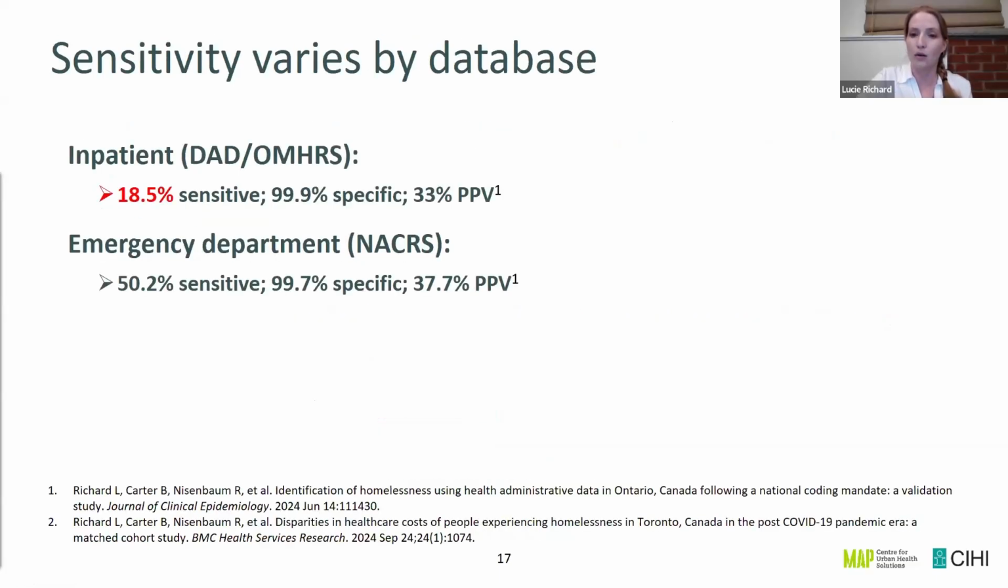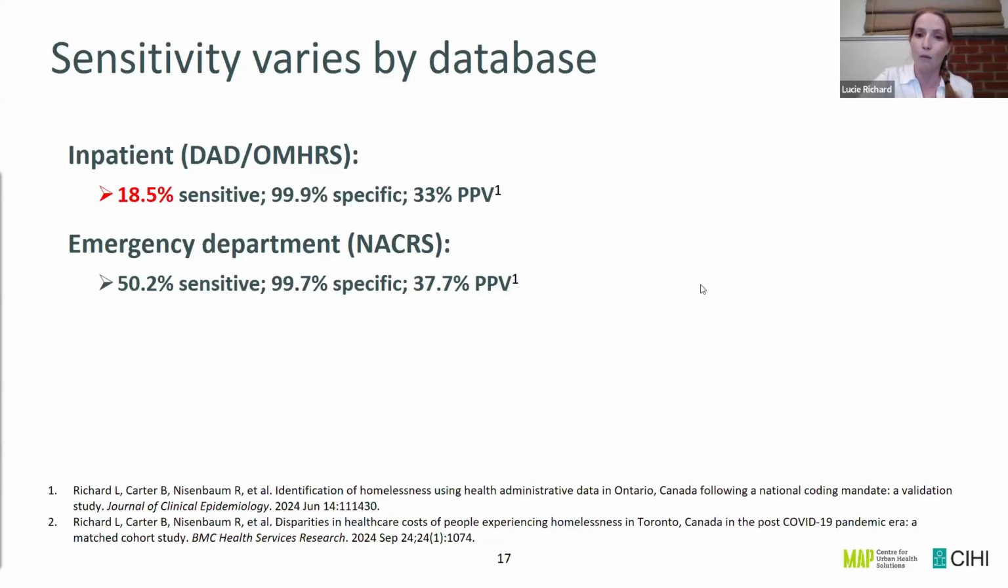One thing that's important to note, especially for those of you who are coming from hospital organizations or other organizations who may not have access to all of these databases, or perhaps the ability to link between them, is that sensitivity does vary a lot by database. This wasn't the main focus of our study, but we did pull some database-specific results. So I've pasted a few here to illustrate the point. The inpatient sources, so DAD and OMERS, which would be equivalent to just DAD outside Ontario, by the way, had a sensitivity of about 18.5%. NACRS, the emergency data, by contrast, had a sensitivity of 50%.